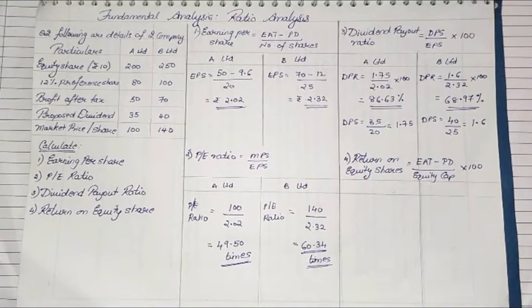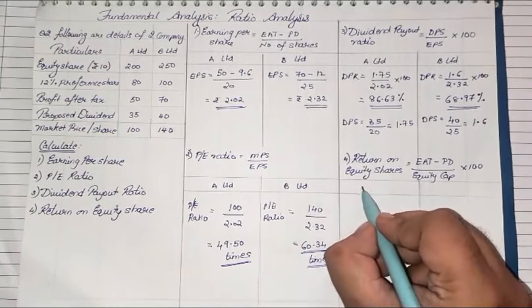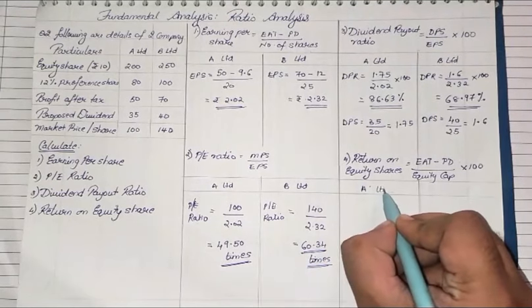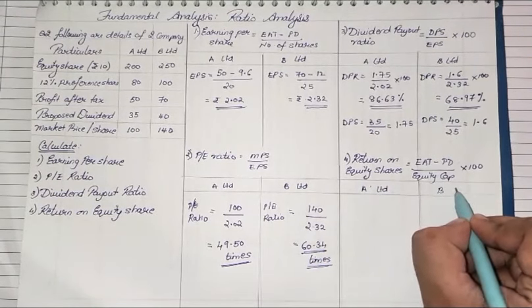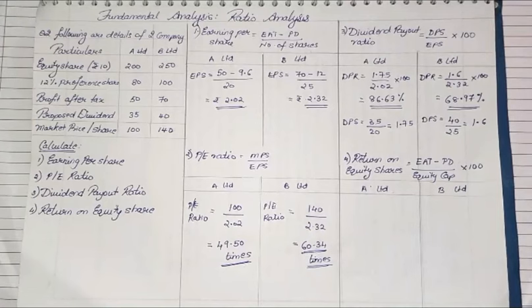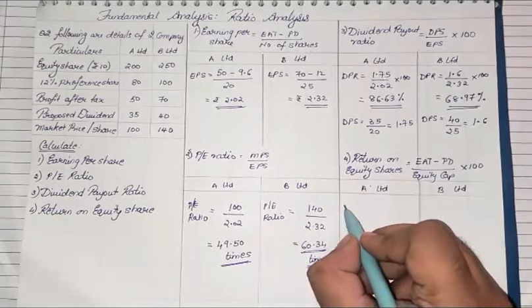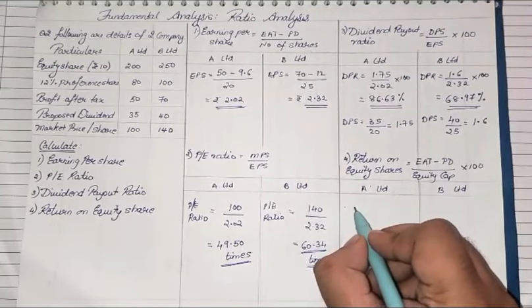Again, we are just substituting the values from the question into our formula. Next formula was return on equity share. The formula is earning after tax minus preference dividend upon equity capital into 100. So now let us see how to calculate this.